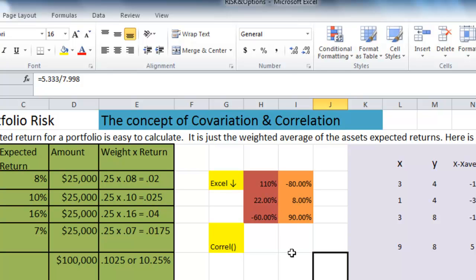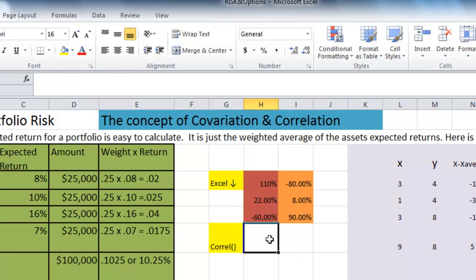So you can see it's kind of like the beers consumed and the grades. As one went up, the other one went down. So you can see there's some correlation. They do move together, and they tend to move in opposite directions. So we're looking closer to negative one, which is what we'd like to have to eliminate all risk.